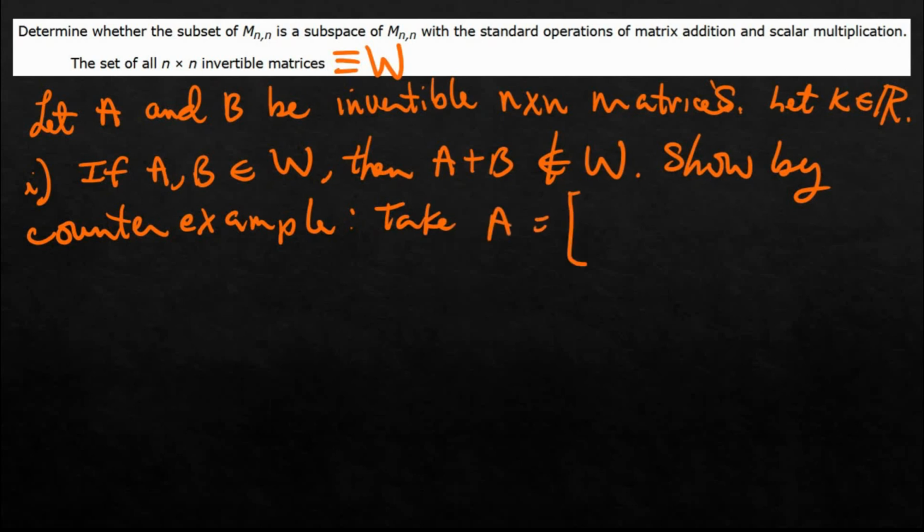Take A equal to 1, 0, 0, 1, and B equal to negative 1, 0, 0, negative 1. Both are invertible because their determinants are not equal to 0, because of the Monster Theorem. The Monster Theorem talks about how several statements in linear algebra are equivalent. If I have one that's true, then they're all true.